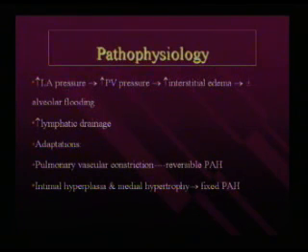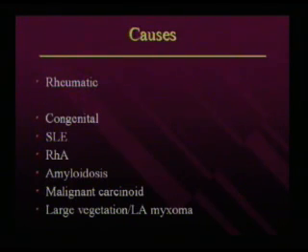But then what happens is, over a period of time, intimal and muscle hypertrophy and hyperplasia starts occurring. And then you get what is known as a permanent or fixed pulmonary artery hypertension, where the patient may not revert back totally to normal even after the thing is corrected.